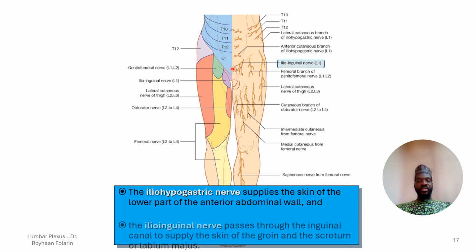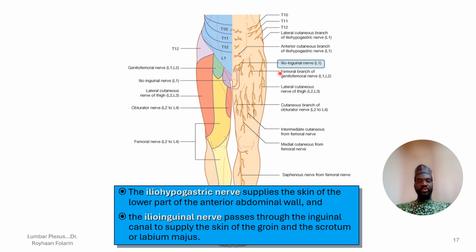And the ilioinguinal nerve, on the other hand, you can see it supplying the skin of the groin and the scrotum in males, but if it were a female, it's going to be supplying the labium majus or labia majora. So it passes through the inguinal canal to achieve this supply.